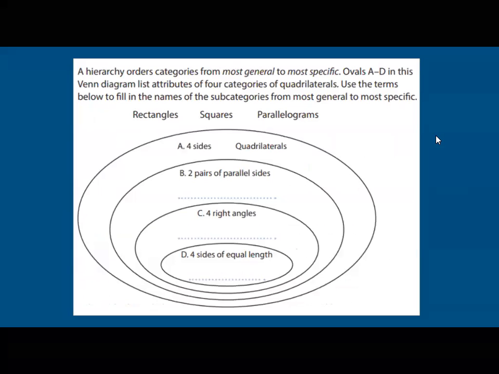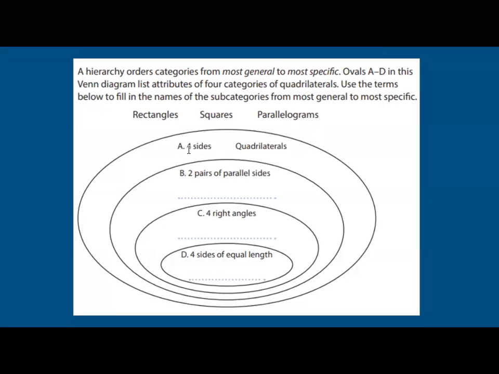So a hierarchy orders categories from most general to most specific. So the very outside oval is the most general, and as we move in, we're getting more specific. Ovals A through D in this Venn diagram list attributes of 4 categories of quadrilaterals. Use the terms below to fill in the names of the subcategories from most general to most specific. So we're using rectangles, squares, and parallelograms.